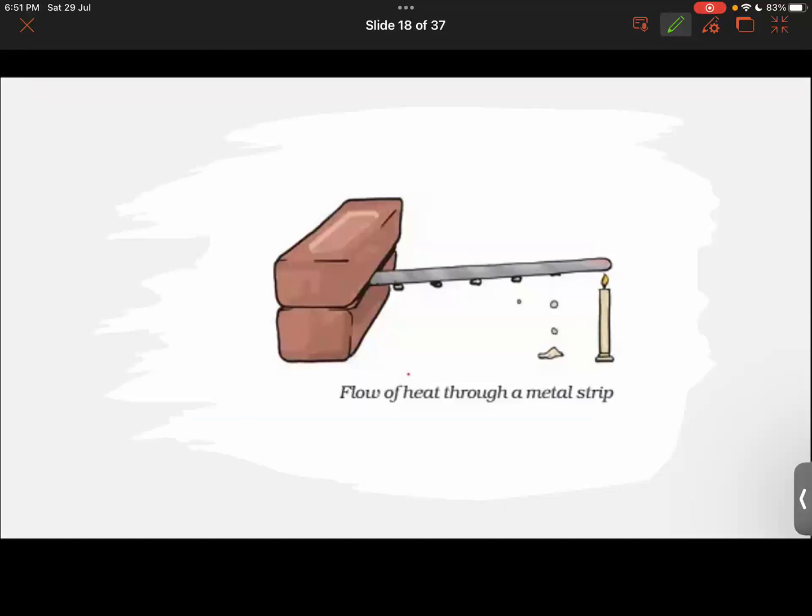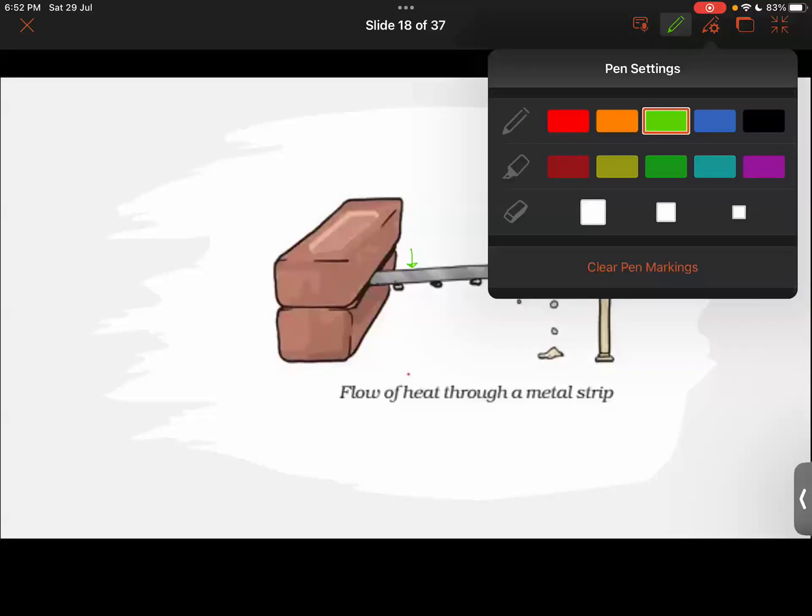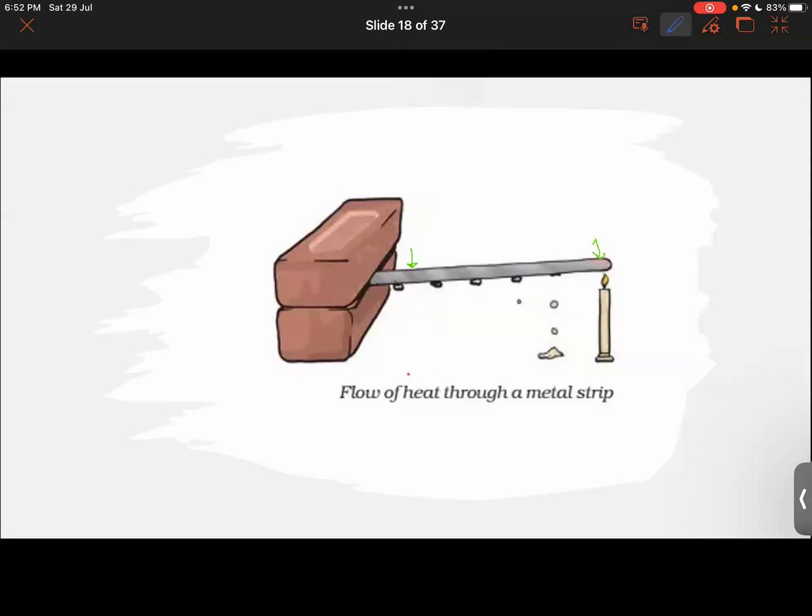Right. So look at this figure over here. You have placed a metal strip on two bricks, and it is above this candle. Let's try to understand how heat is flowing from one end of this metal strip to the other end. Now you guys do tell me, the first fundamental thing, what are all solids, liquids, and gases made up of? What are the fundamental particles? Molecules, right?